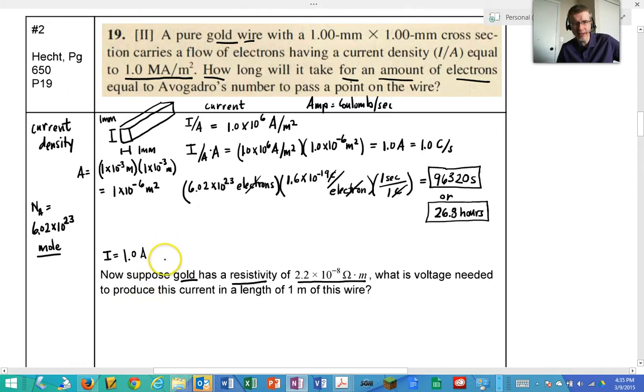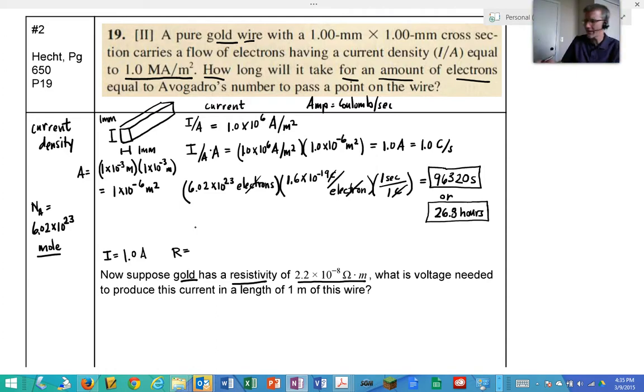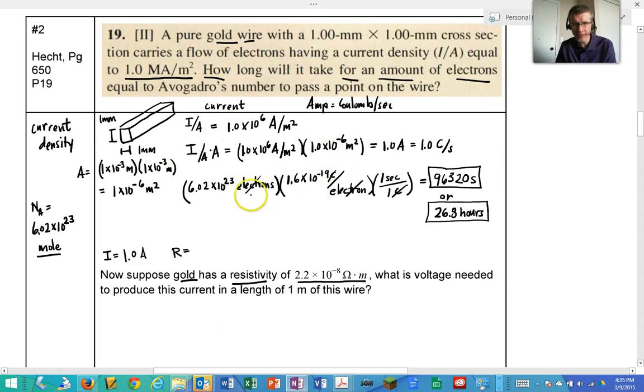Remember that our resistance is given by this equation on our formula sheet, the resistivity times the length divided by the area. So the resistance is resistivity times the length divided by the area. And of course, Ohm's law is going to give me the voltage I need. Voltage is current times resistance. My current is 1.0 amps.